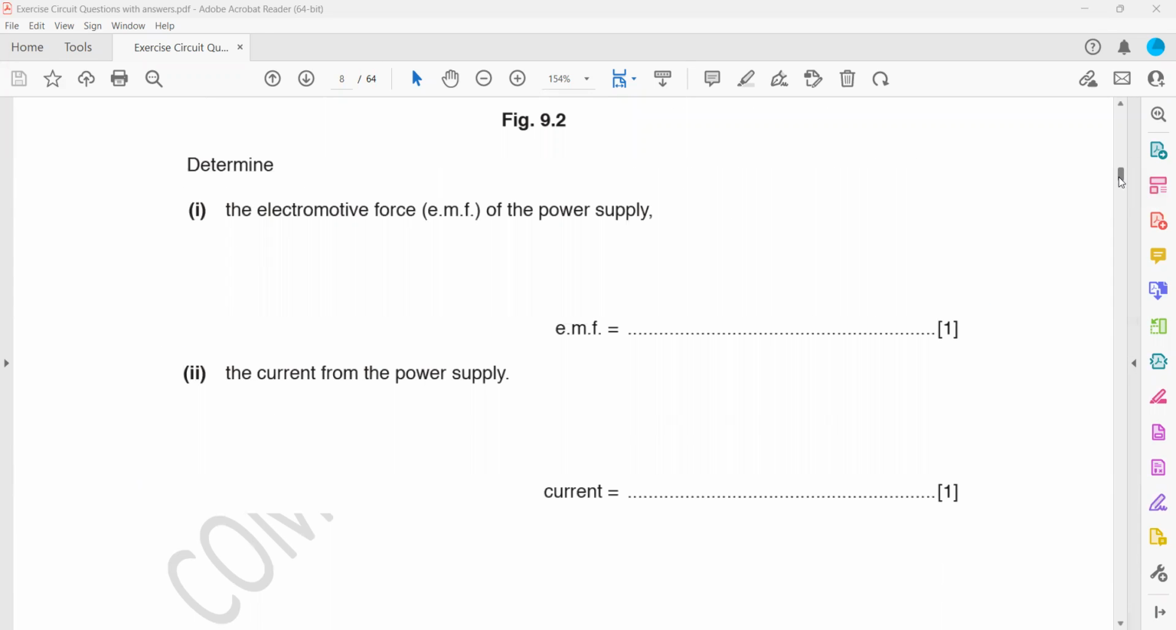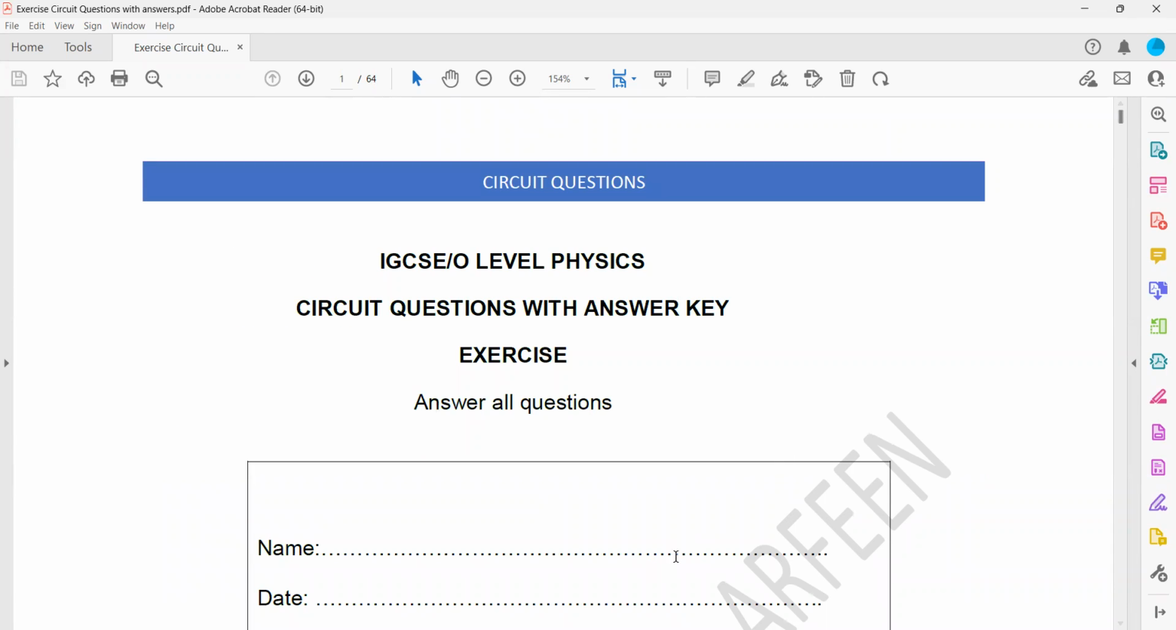So this was question 3 from exercise circuit questions with the answer key.